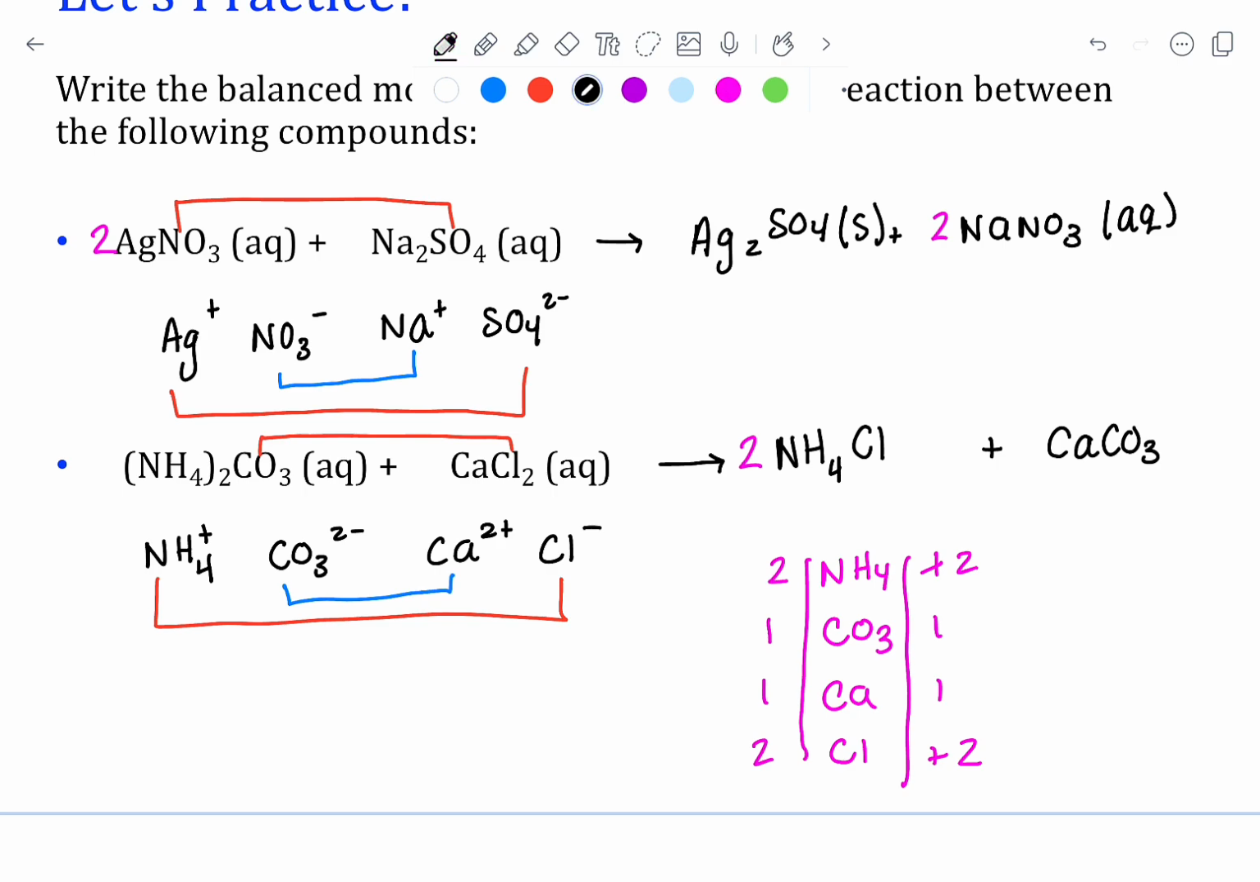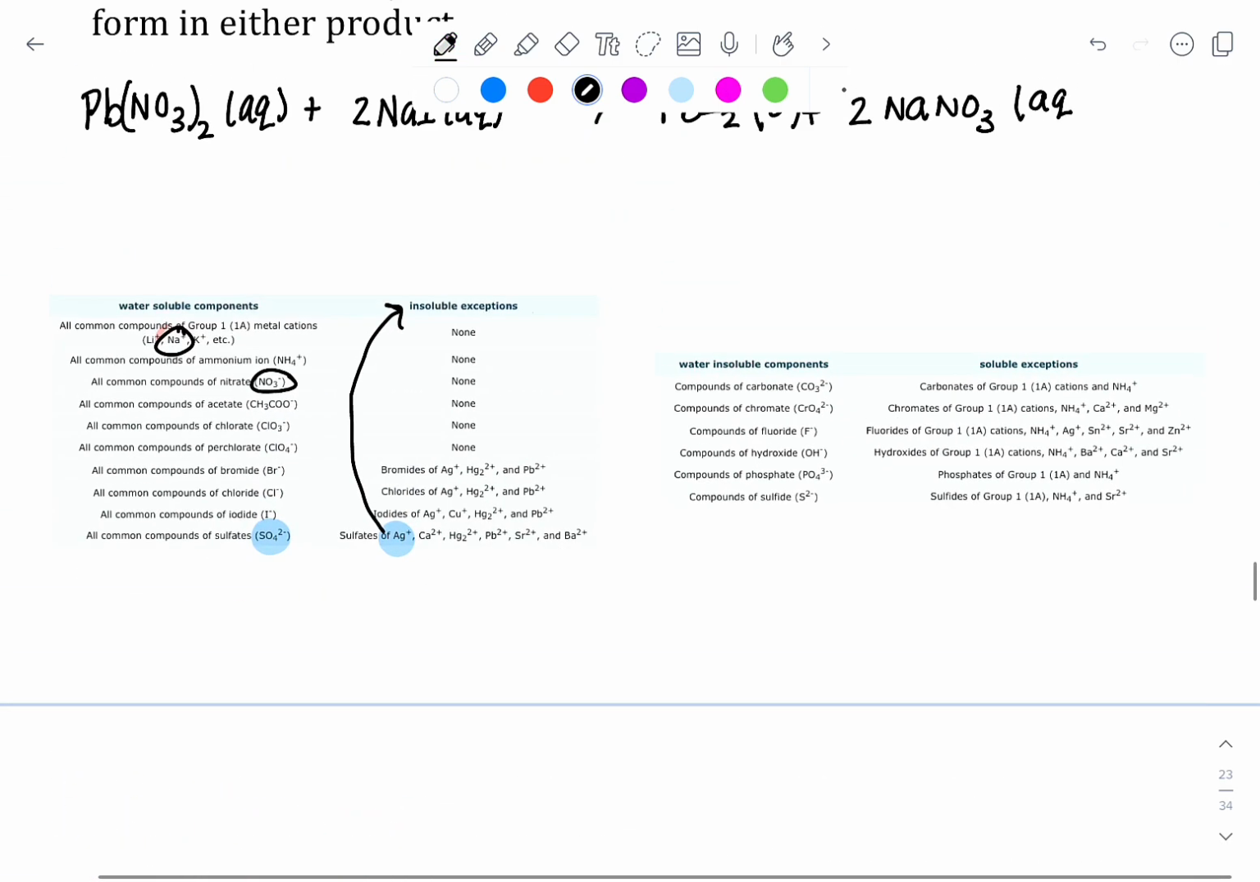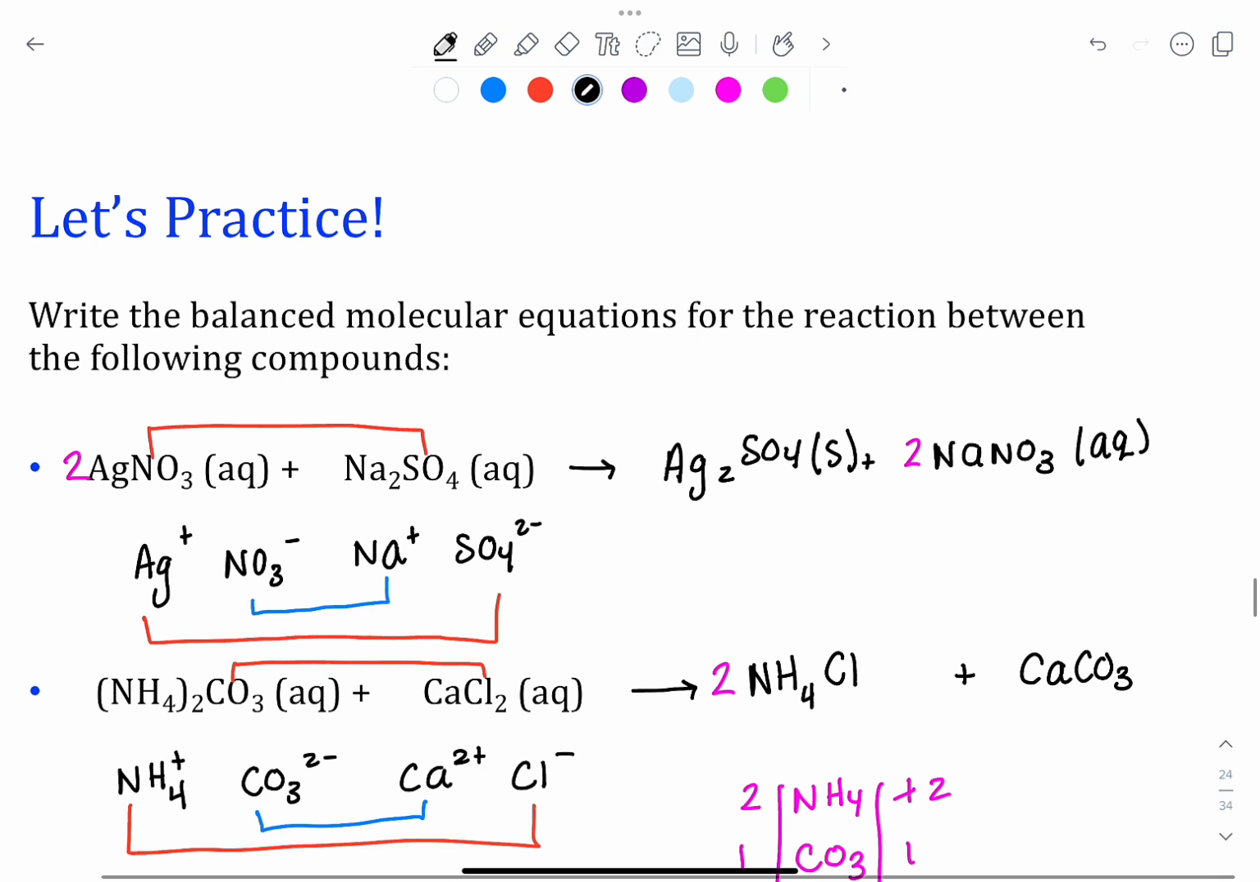So our next thing is to determine what is going to be our solid and what is not. So we have NH4 and Cl. NH4 is water soluble, as is Cl. So that's going to get an AQ to show that it is going to remain as its ions in solution.